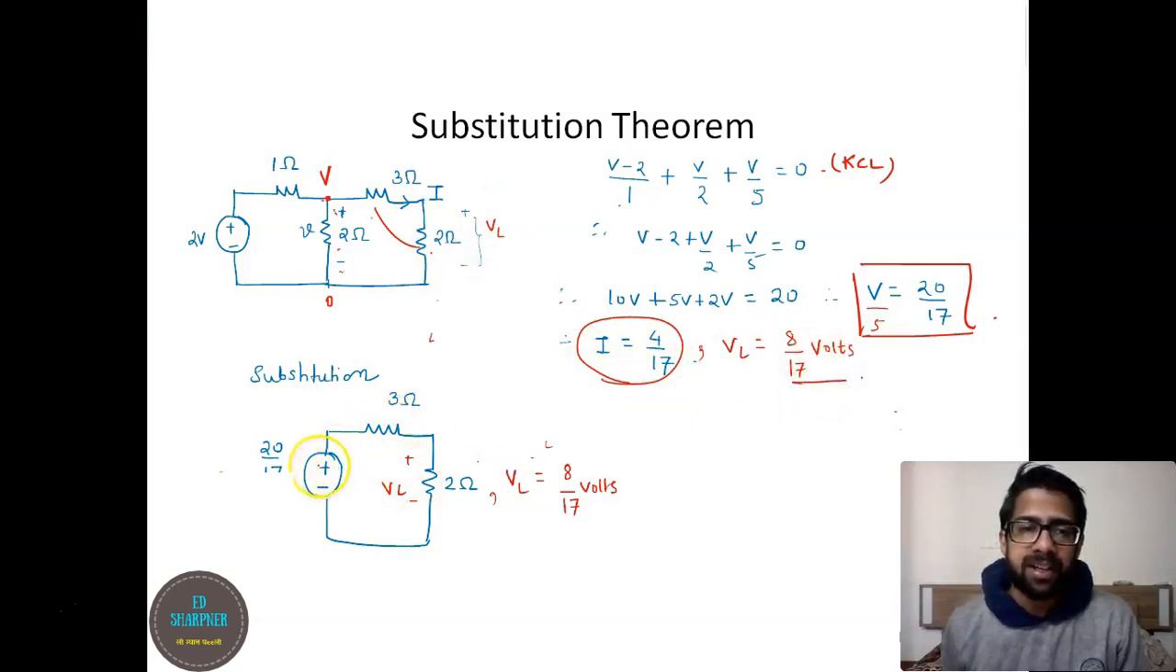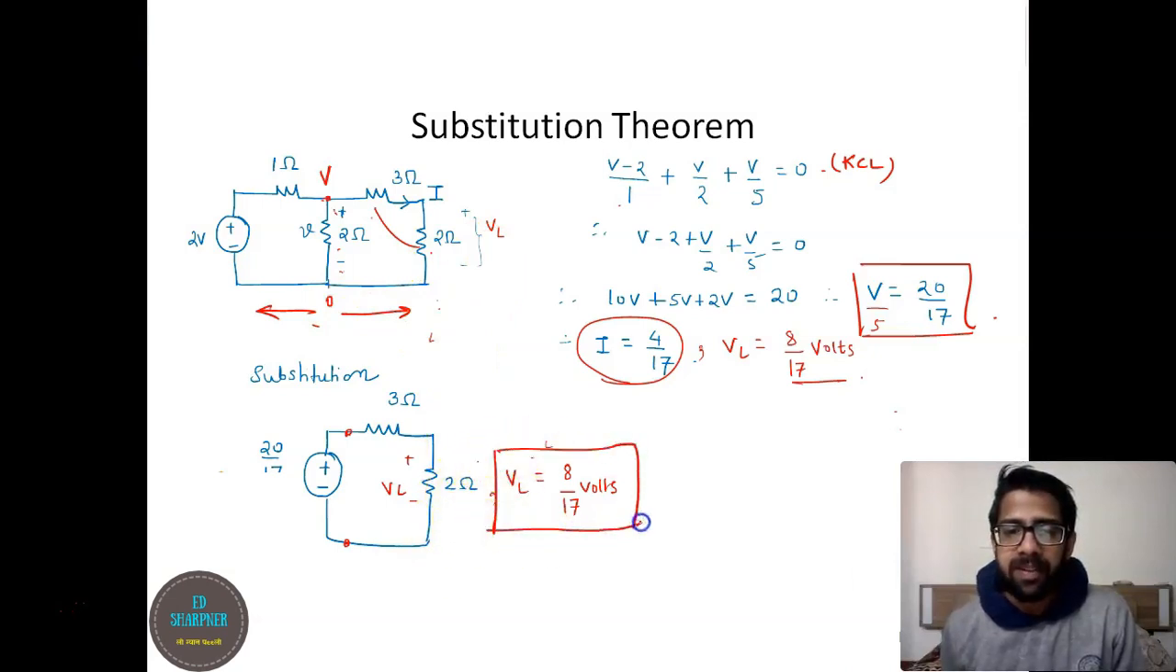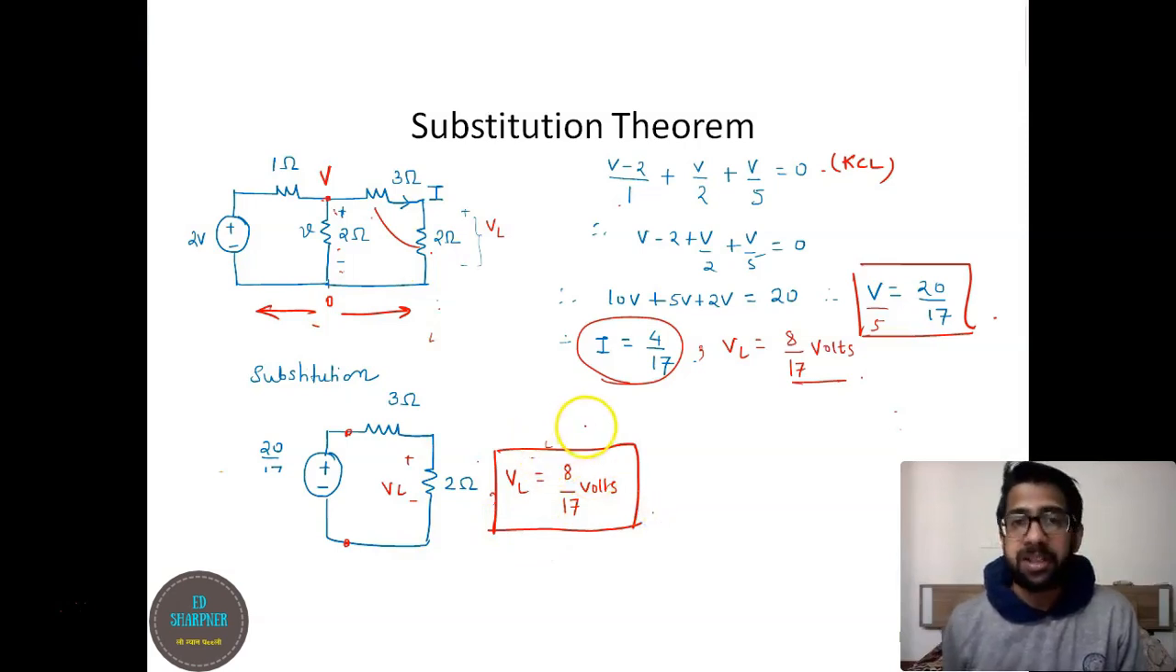Do I get the same result if I put 20 by 17 as a voltage source up here? Of course, because ultimately the potential difference is important, which is again 20 by 17 because of this source, and the resistance is not changed. We have changed the circuit before this particular point, but we are keeping the circuit the same after this point. This is why the substitution theorem works. We get the same result and VL is 8 by 17. This is how you can verify the substitution theorem.